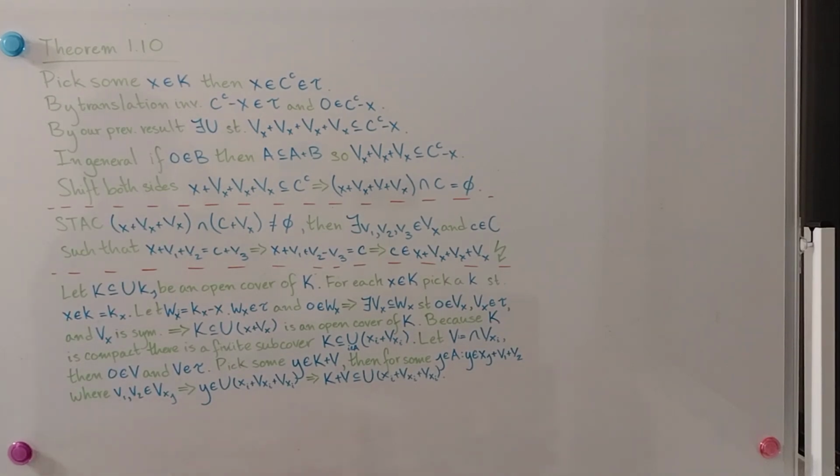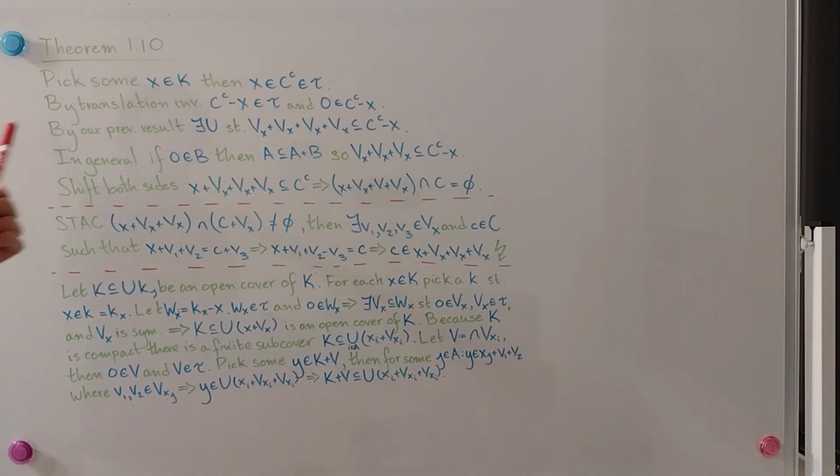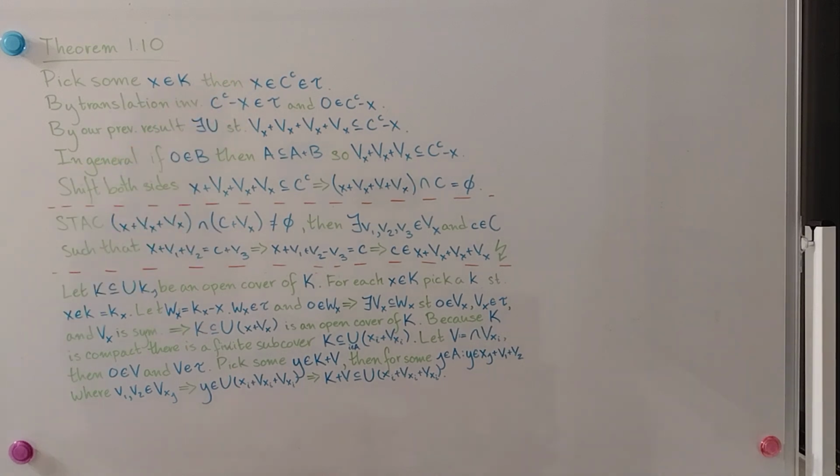Okay, so first we'll pick some x inside of our compact set K. And then naturally, because K and C are disjoint, x is inside the complement of C. And because C is closed, its complement is open, and so it's inside the topology. Translation invariance says that we can shift a bunch of vectors, and if that original set is open, then the shifted version is also open. So C complement shifted by x is open, and 0 will be inside of C complement minus x.